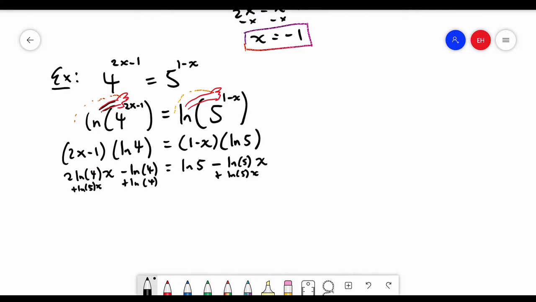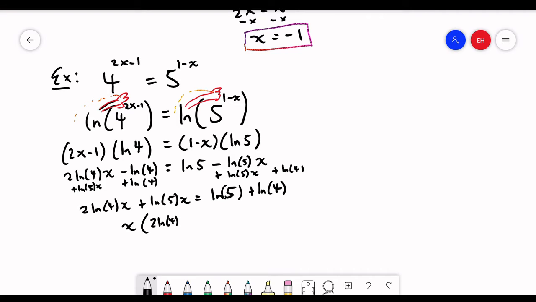So that basically everything with an x is on one side, everything that doesn't have an x goes on the other. So now I get 2 ln of 4 times x plus ln of 5 times x equals ln of 5 plus ln of 4. Alright, now we're really cooking here. Since everything on the left hand side has an x, I can factor it out, pull it out, so I'm going to go ahead and do that. So when I pull the x out, the first term becomes 2 ln of 4 plus the second term is ln of 5 equals ln of 5 plus ln of 4.